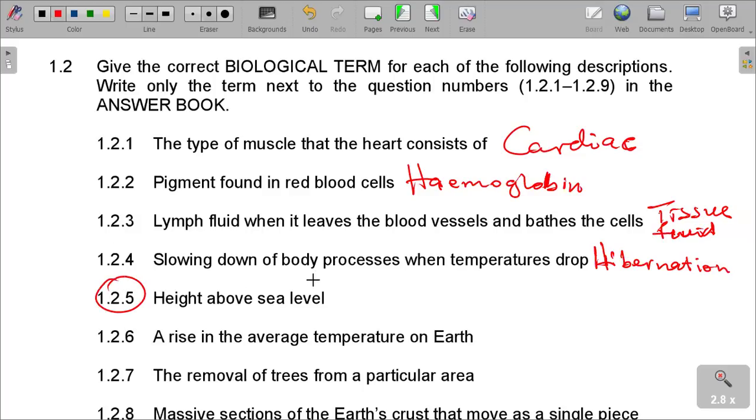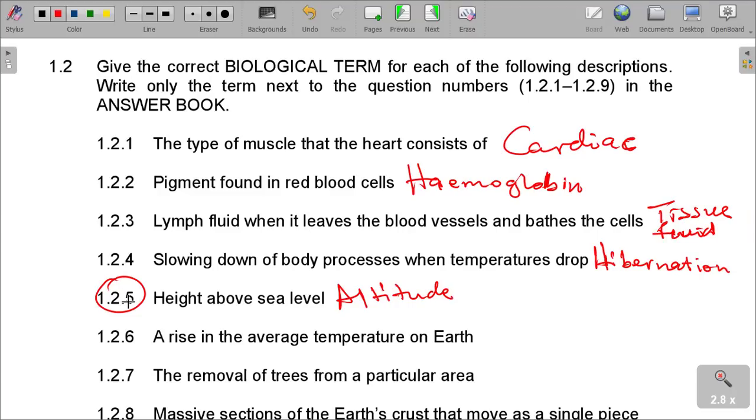We call that altitude. I'm sure that we are quite used to this one. Altitude is the height above sea level. The height above sea level is called what? It's called altitude.